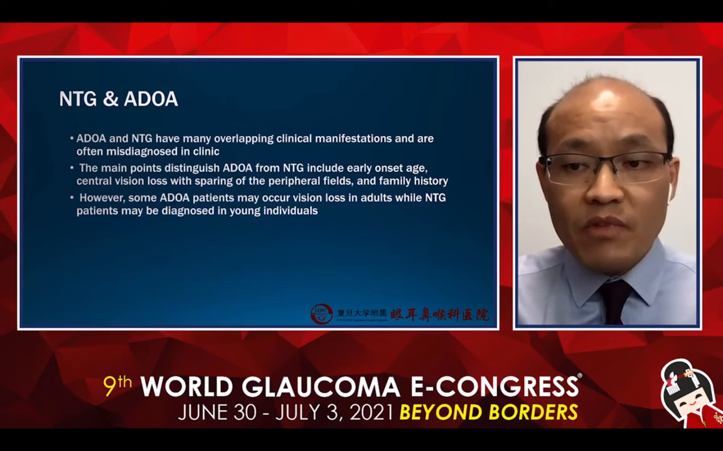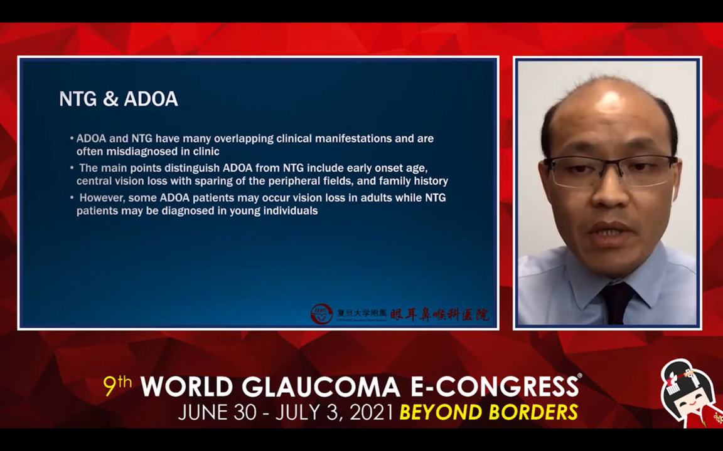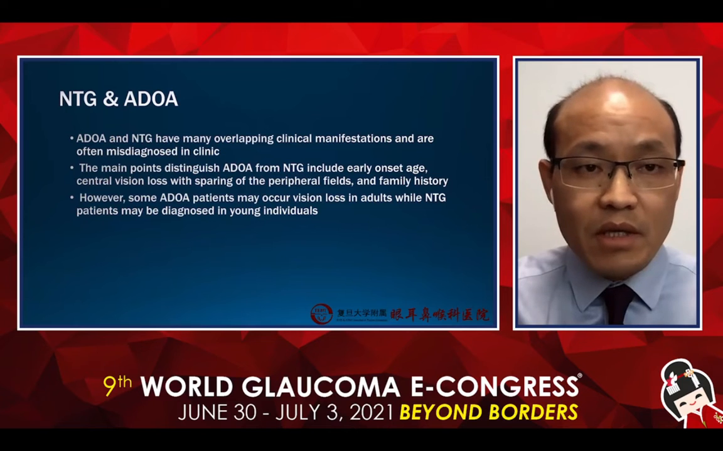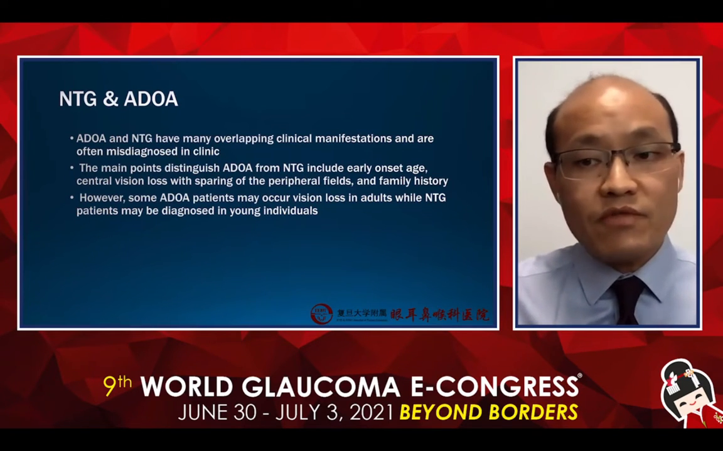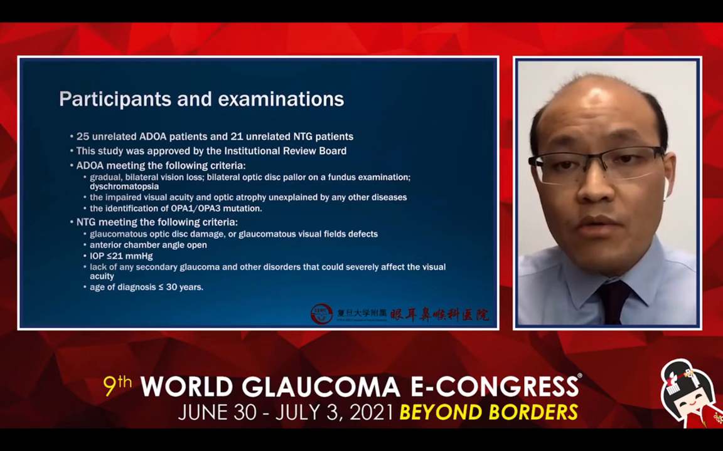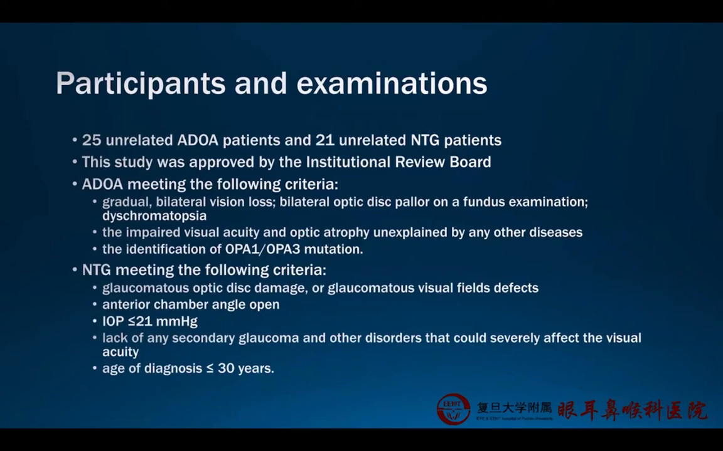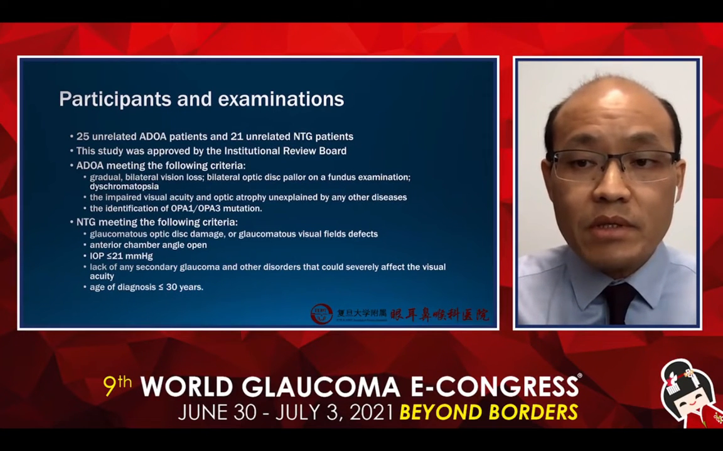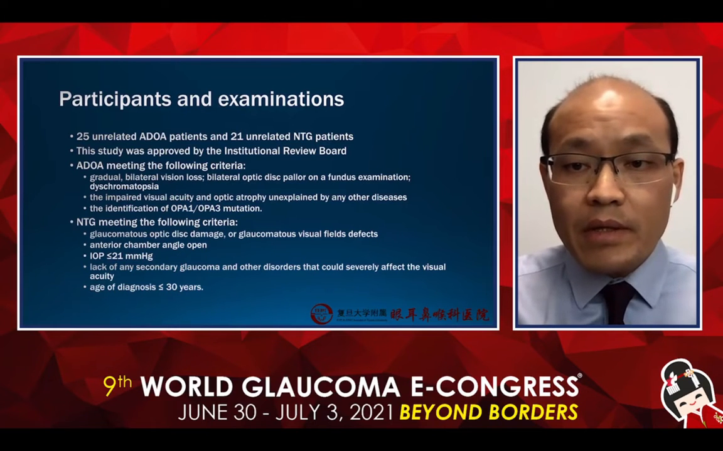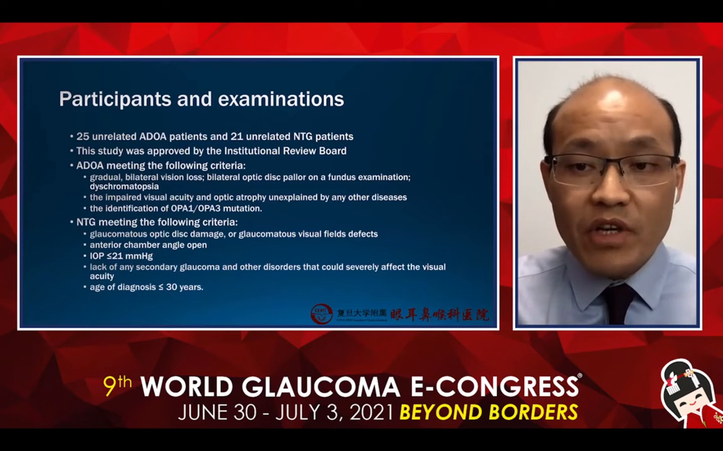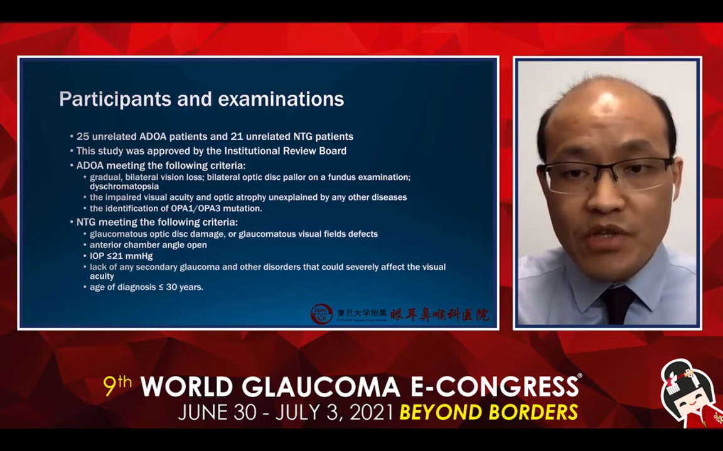In this study, we performed a clinical investigation, especially OCT examination, on 25 Chinese ADOA patients and 21 Chinese normal tension glaucoma patients to compare the differences between the two groups. We recruited 25 unrelated patients with ADOA and 21 unrelated patients with NTG. Patients with ADOA were included in our study when meeting the following criteria: gradual bilateral vision loss, bilateral optic disc pallor on fundus examination, and, most important, identification of OPA1 or OPA3 mutations.